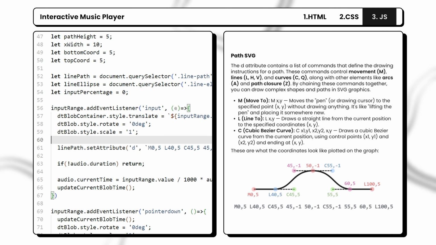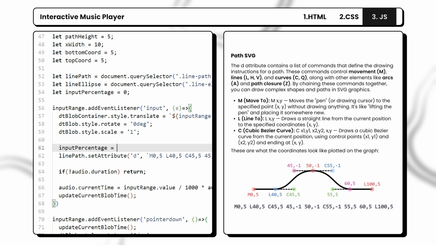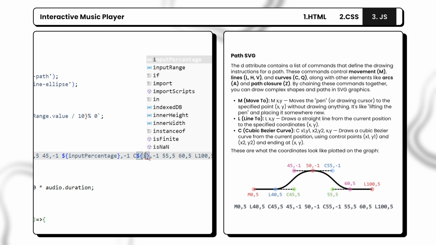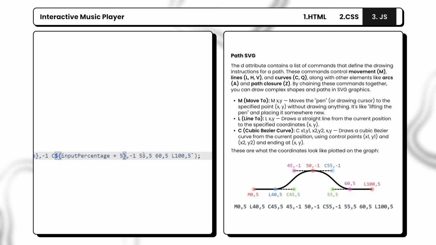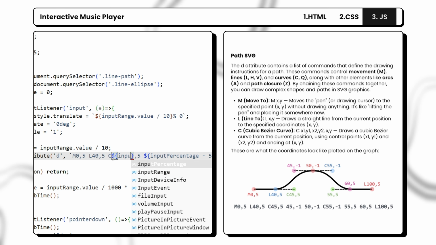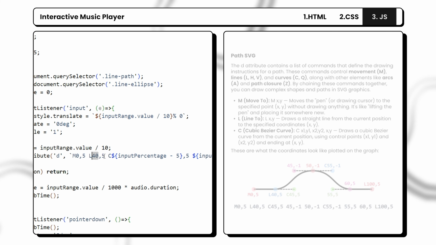We will then set input percentage to be equal to inputRange.value divided by 10, and now using string interpolation, 50 will become the input percentage and we will change the other numbers accordingly. So 55 will be input percentage plus 5, so we will do that for both of these values. Then we will set 60 to be input percentage plus 10, and then we will do the same with 45, so input percentage minus 5, and lastly for 40 we will do input percentage minus 10, and as you can see, when we reload we get this at the moment.